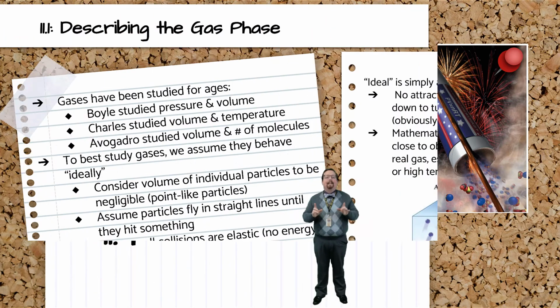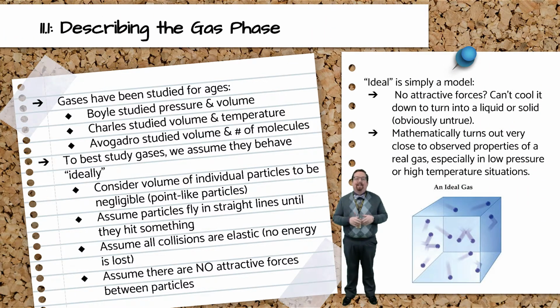Let's get started. Scientists have studied the properties of gases for ages. Three of the most famous contributors to our current understanding of gas behavior were Robert Boyle, Jacques-Alexandre Charles, and Amedeo Avogadro. Yes, that Avogadro. Boyle studied the relationship between the pressure of a gas and its volume. Charles studied the relationship between the volume of a gas and its temperature. And Avogadro studied how the volume of a gas is affected by the number of gas molecules present.